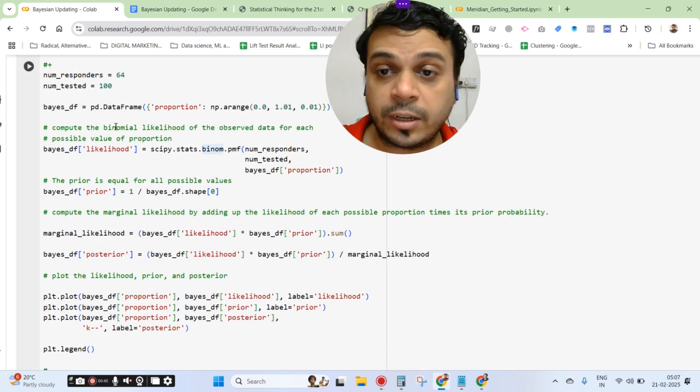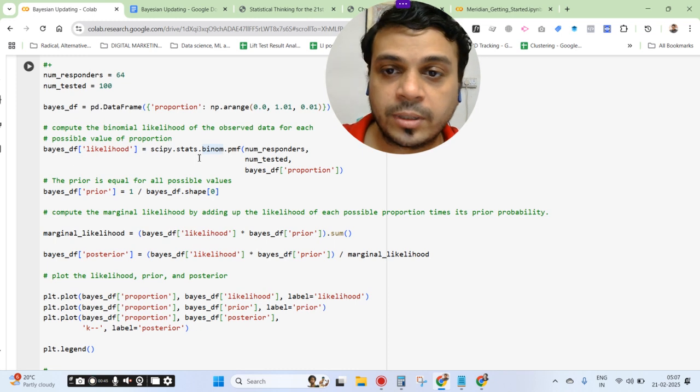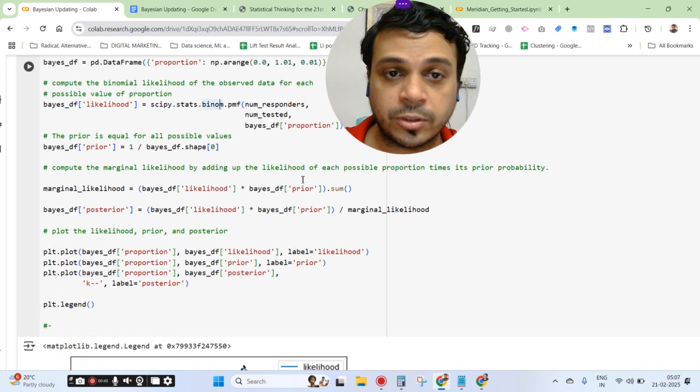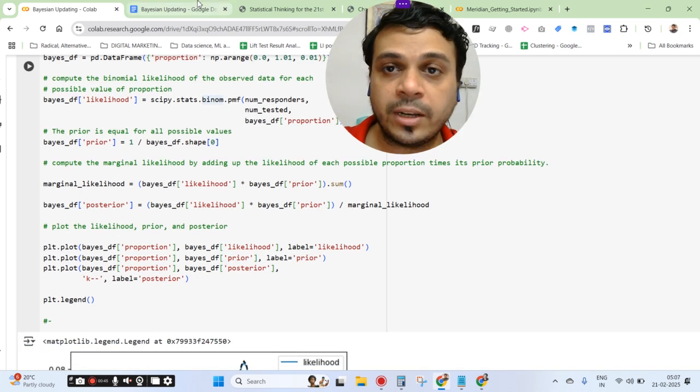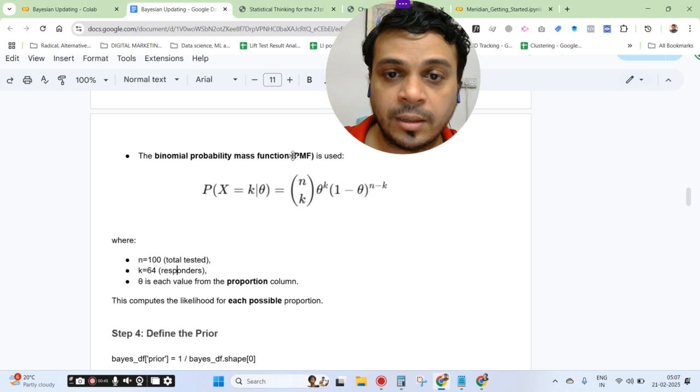Right, true or false, anyway. So that's how it's happening. So scipy.stats.binom.pmf, that's the way you invoke this function for the binomial distribution. Then you have the responders tested and the proportions found. So that's your x value, which is basically working as your theta here.